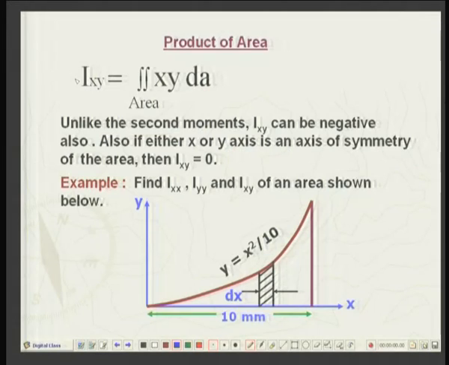Now, let me take up an example. An area is given, the base of this area is 10 millimeter and it is along the x axis. Along the y axis, the height of this area is obtained by intersecting with a curve, and the equation of the curve is y equals x squared divided by 10. So, two straight lines and a curvilinear line. You can call it a curvilinear triangle. This area is given, for which we have to find out Ixx, Iyy and Ixy.